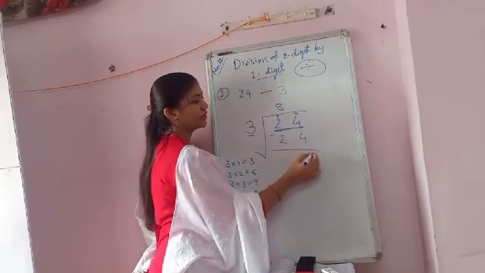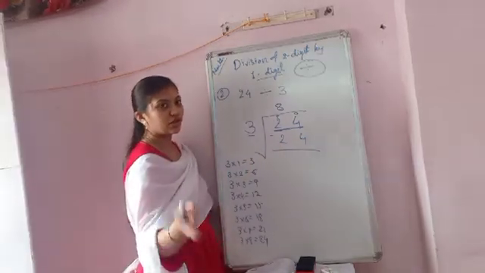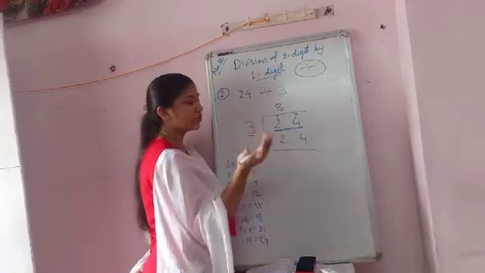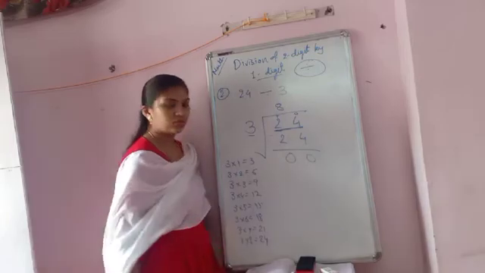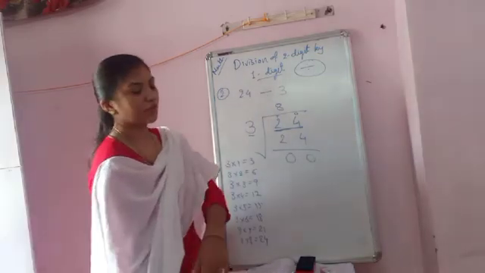Subtraction 4 minus 4, जो हमारा रूल है सब्ट्रैक्शन का वही हम फॉलो करेंगे starting from the ones place. 4 minus 4 is 0, 2 minus 2 is 0. That's it. Answer will come here.